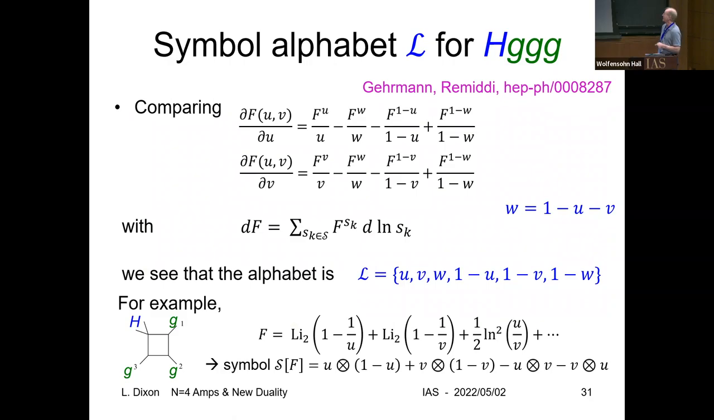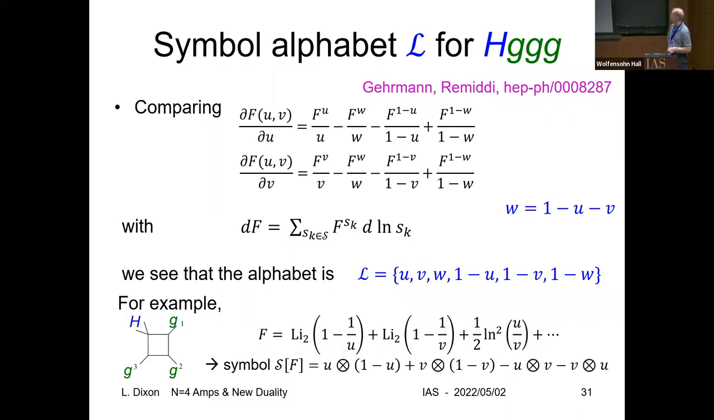Now let's go back to the case we wanted to look at and put it into this formalism. If we look at these derivatives of these functions and identify it with this total differential, we see that the things that appear are d logs of these six objects, u, v, w, 1 minus u, 1 minus v, 1 minus w. And so all the 2D HPLs live in a space of functions or generalized polylogarithms with this symbol alphabet.